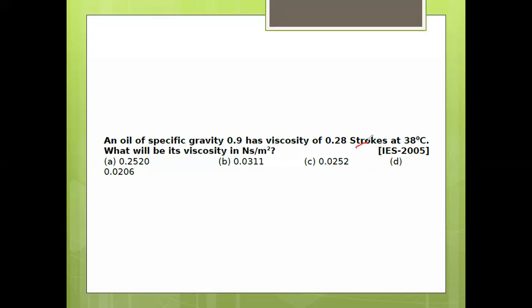This should be stokes. It has become stroke here. So see here, for the stoke we have written there, one stoke is equal to how much? It is 10 to the power minus 4 meter square per second. Now they have given here the specific gravity also. 1 poise is equal to 10 raised to minus 1 Newton second per meter square.